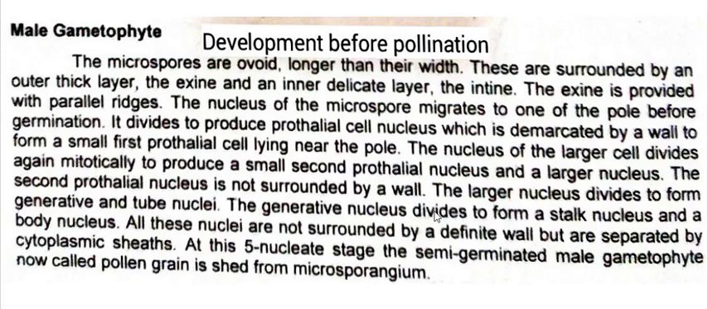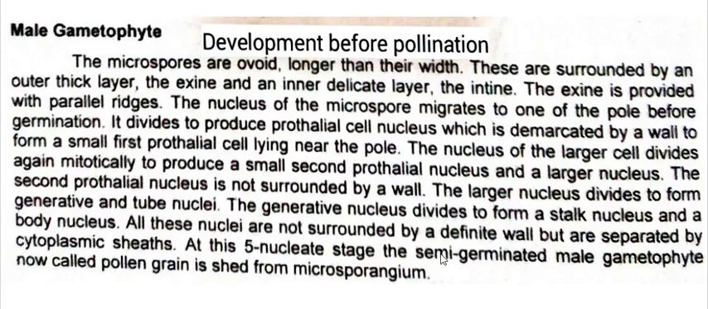The generative nucleus divides to produce two nuclei again, number one the stalk nucleus and number two the body nucleus. All these nuclei are not surrounded by a definite wall. No proper wall is present, but these are separated by cytoplasmic sheaths. Now this microspore is at the 5-cell stage, 5-nucleate stage: 2 prothallial nuclei, 1 stalk nucleus, one body nucleus and one tube nucleus.